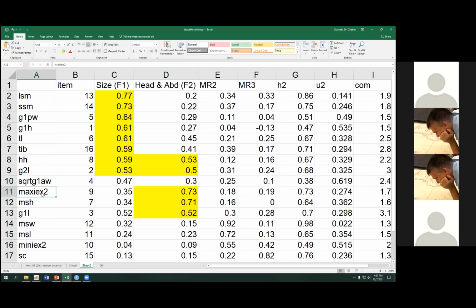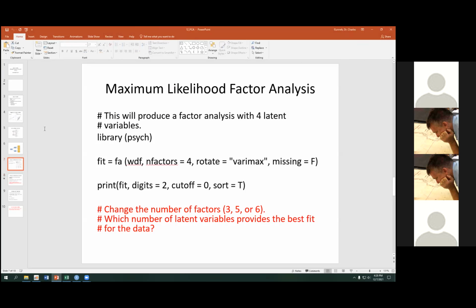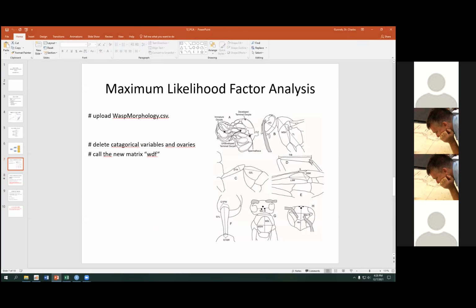Oh, this is the maximum inter-eye distance. This is the first gastral length. MSH, let's take a quick peek. MSH is the metasomal height. So it's describing the distance between the eyes, measurements of the gaster, and mesosoma. So it's kind of another body size.